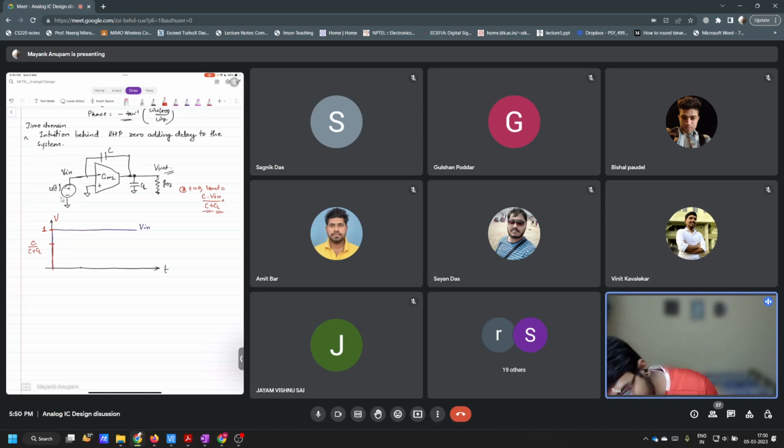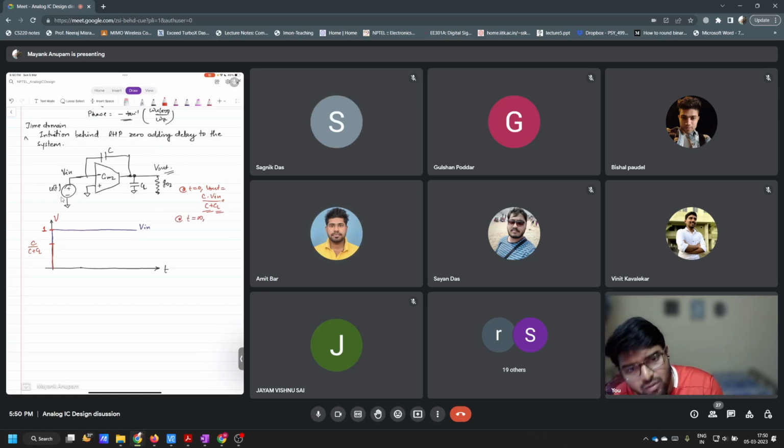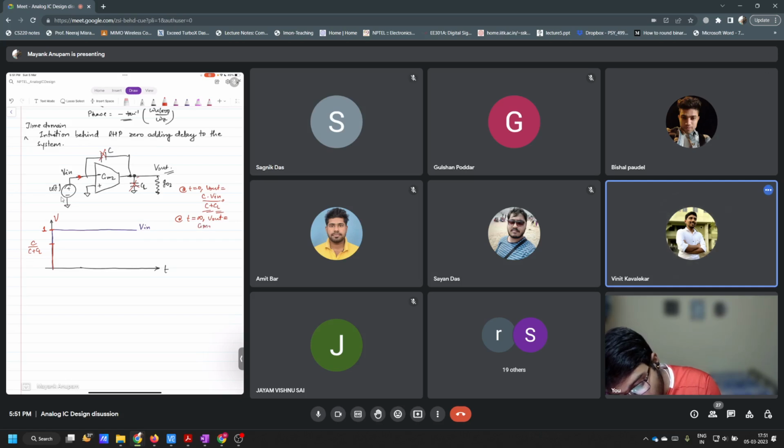And what is the steady state value? I mean, at time t is equal to infinity, what should be the value of output V out? The GM2 by GO2. What? Zero? How come? Why should it be 0? This capacitor opens at t equal to infinity. This capacitor also opens, and you have some input here, V in. So output will be something. What will it be? GM2 V in by GO2. Is it correct?